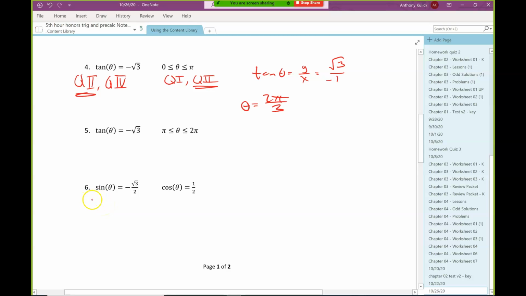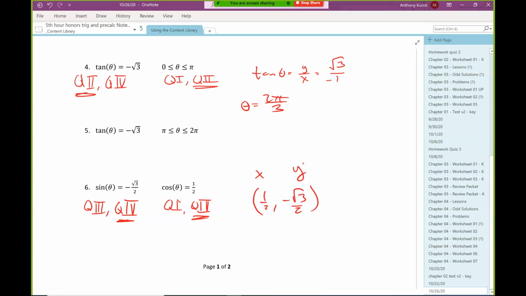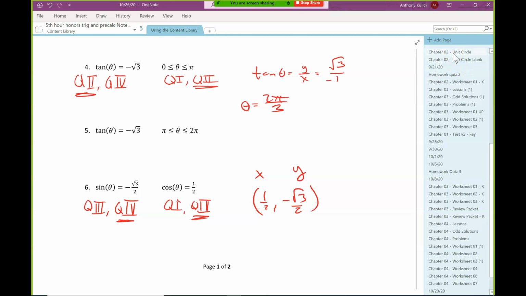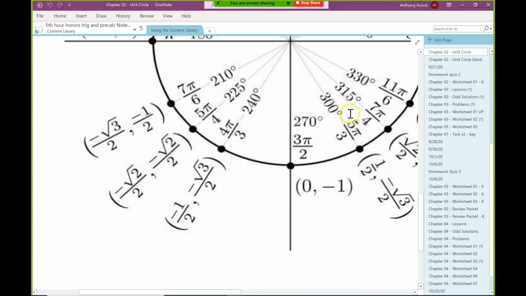So sine is negative in quadrants 3 and 4. I think we did that just a minute ago. Cosine is positive in quadrants 1 and 4. So I'm looking in quadrant 4. And I'm just looking for the place in quadrant 4 where the x-coordinate is 1/2 and the y-coordinate is negative root 3 over 2, because cosine is x over r and sine is y over r. So if I go to my unit circle in quadrant 4, I need that spot there, 5 pi over 3.